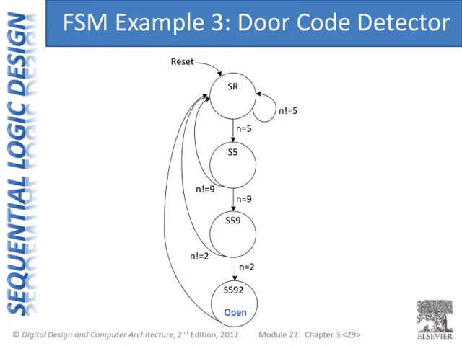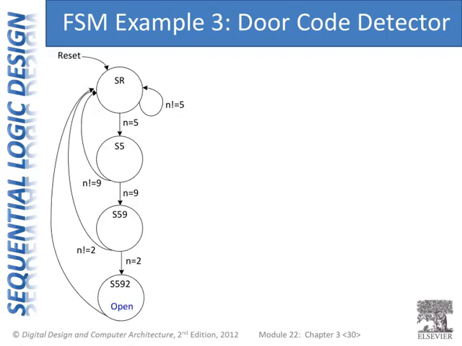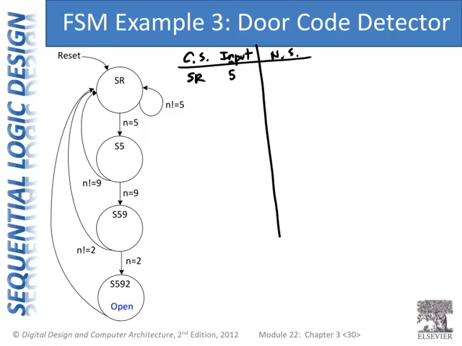And now we're going to draw the state transition table. Basically take our state transition diagram and turn it into a table. And so again, as always, we have our current state on the left with our inputs, and our next state on the right. If our current state is SR and our N input is 5, then the next state should be S5. If we're in the SR state and we don't get a 5 on our input, then we want to go back to the SR state.